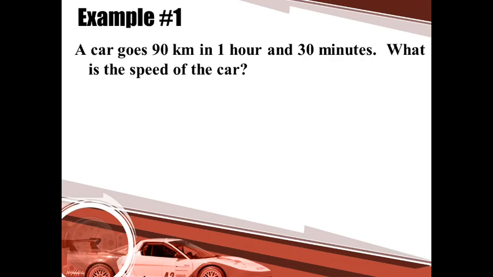Okay, a car goes 90 kilometers. To get that 90 kilometers, it takes them 1 hour and 30 minutes. What is the speed of the car? Now, I want each and every one of you to solve this on your own. Here's a key. When we solve things, I'm looking for 3 things. The first thing I'm looking for that you must write: you must write the formula.